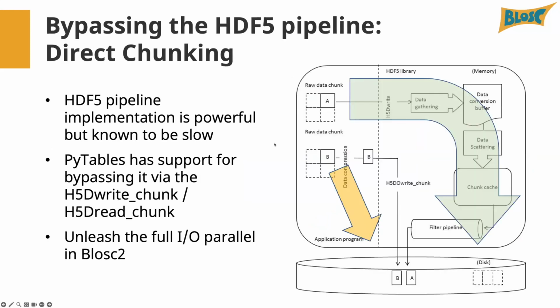But in order to fully leverage the second partition inside Blosc2 NDim, we need to bypass the HDF5 pipeline. For doing that, we are using the direct chunking capability that was implemented in HDF5 several years ago. The idea is that HDF5 provides this capability of accessing the data inside the file directly, without going through the whole HDF5 I/O pipeline. This is also an opportunity to unleash the full parallel I/O capabilities in Blosc2.